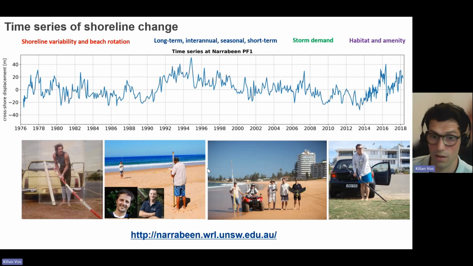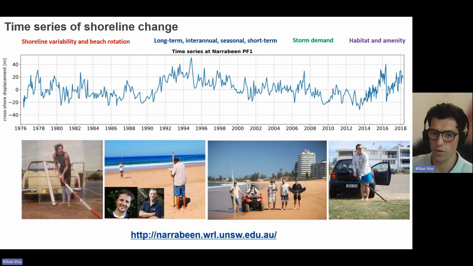So this data set can inform coastal management and has informed coastal management at this site because it provides coastal change at different timescales, storm demand, habitat, and amenity. There's a lot of indicators that we can derive from having this data available. However, there's only a handful of sites in the world that have such rich coastal monitoring programs, maybe 10 sites. And most of the world's beaches are actually not covered by any in situ data.